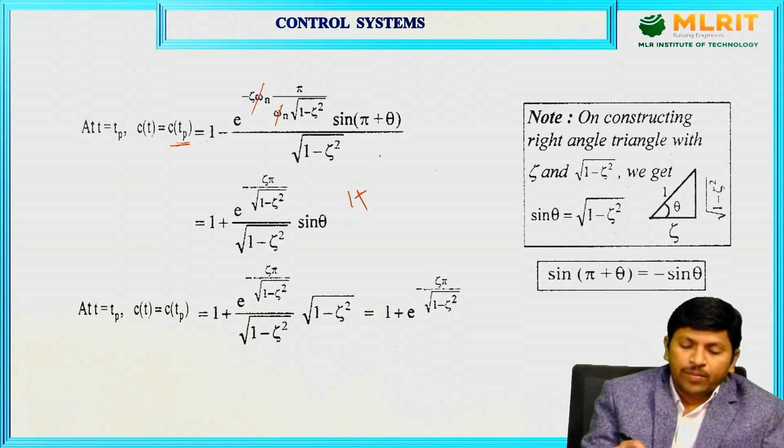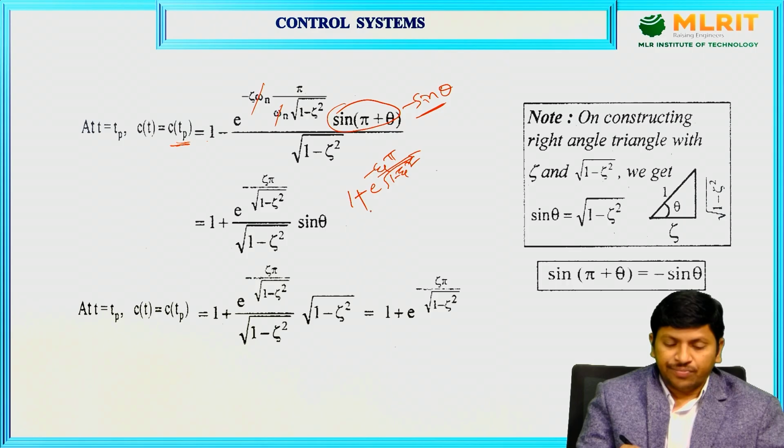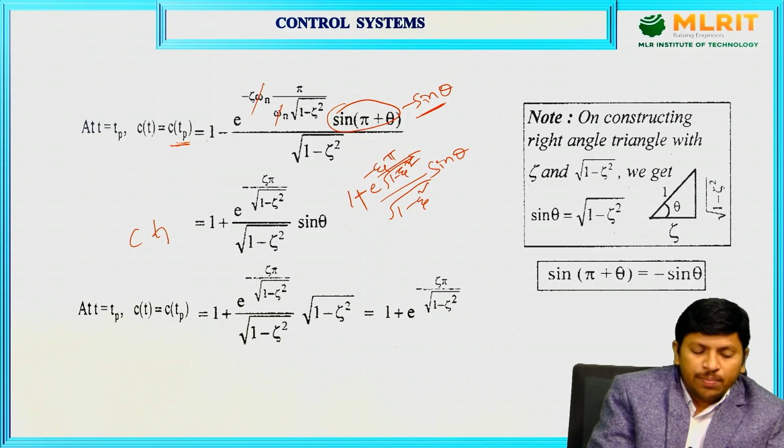Finally, in place of this value, we are going to write minus sin theta. So minus into minus both are plus. So e power of minus zeta π by under root 1 minus zeta square, divided by under root 1 minus zeta square, into sin theta. Okay, this is about the c of tp, right?